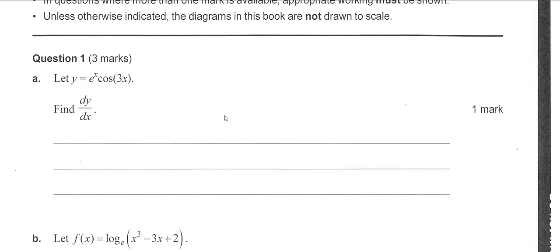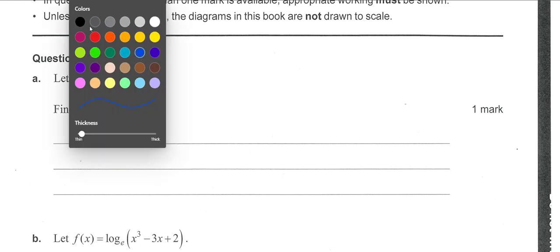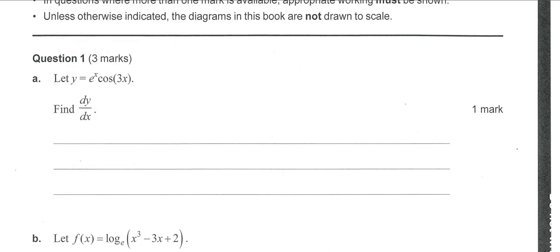Alright, question 1. Find dy/dx, simple question. So, simple use of product rule. Differentiating e to the x first, and then differentiating cos of 3x is negative 3 sine of 3x. So there we go.